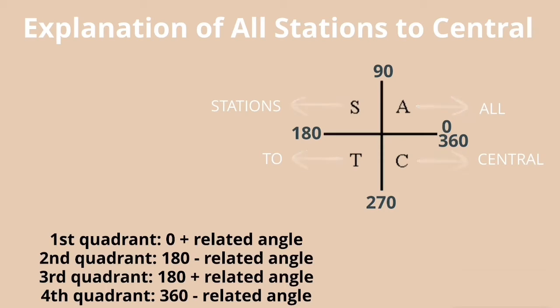Copy these equations into your notes. If your answer was in the first quadrant, you would do 0 plus the related angle. Second quadrant answers are 180 minus related angle. Third quadrant answers are 180 plus related angle. Fourth quadrant answers are 360 minus related angle. You are always adding or subtracting from the horizontal line, not the vertical line.